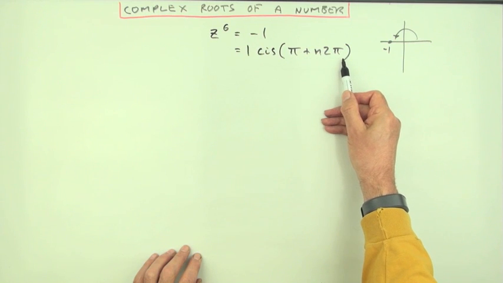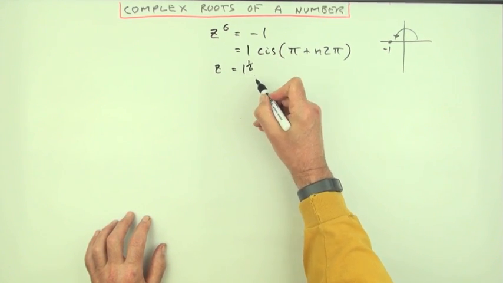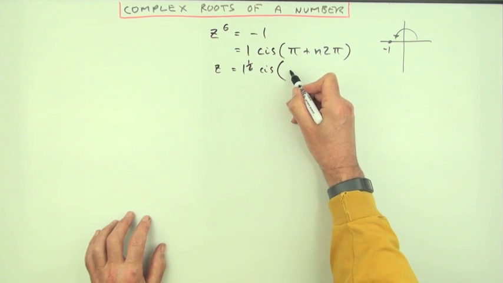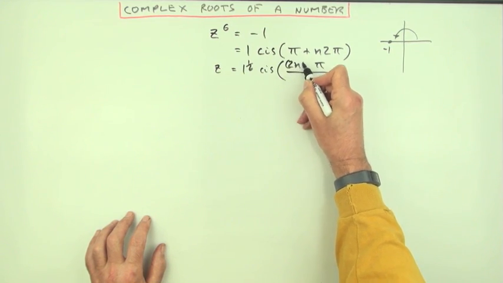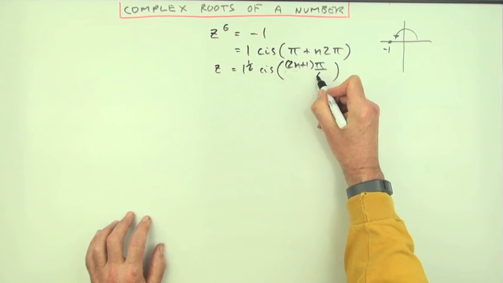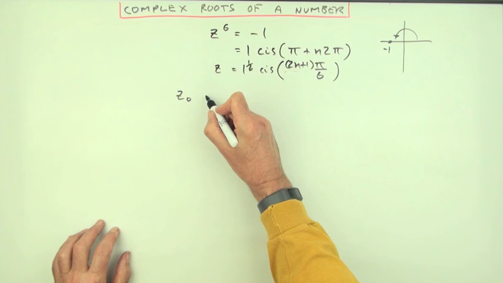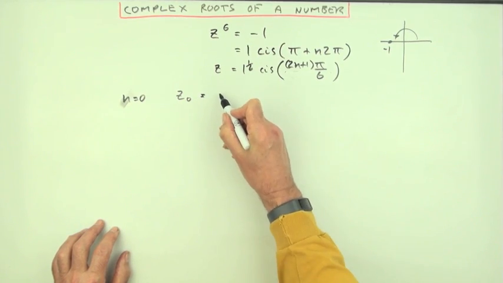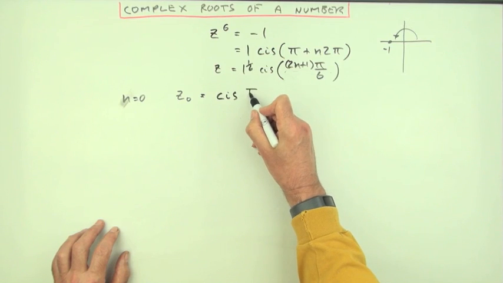You'll have to put in the full argument, which means z will be 1 to the power of 6, well that won't matter, cis, and then divide that by 6. So all over 6, but I think I'll take the pi out, and that will leave 2n plus 1 lots of pi upon 6. So there should be 6 solutions. What's the first of them? Well, when n equals 0, z0 will be just cis pi upon 6.